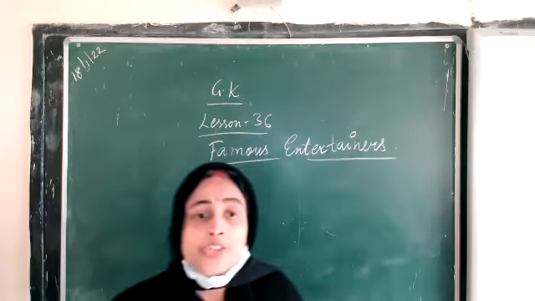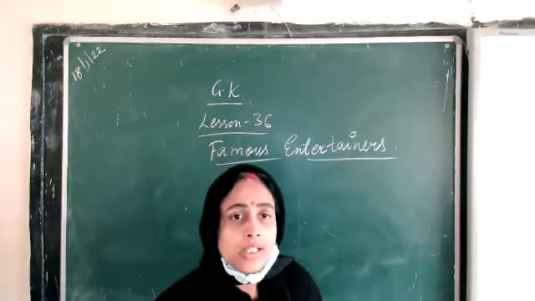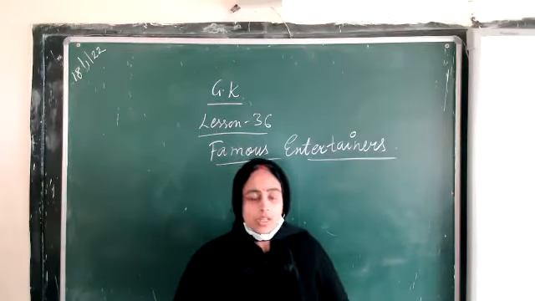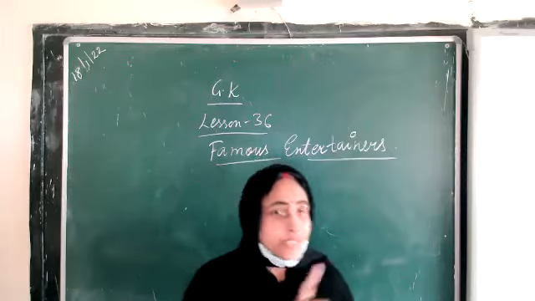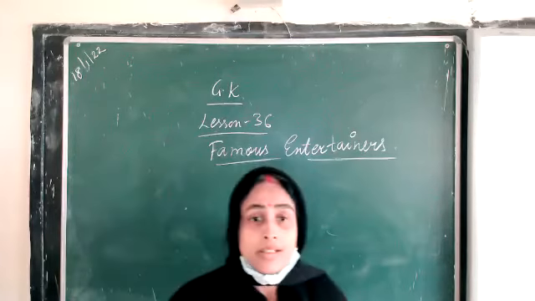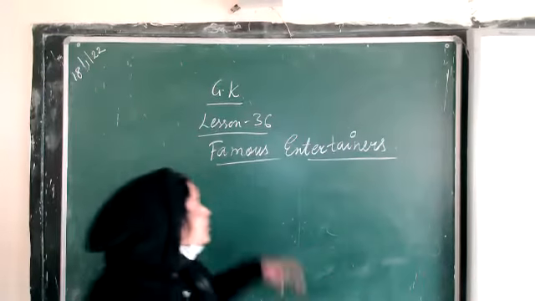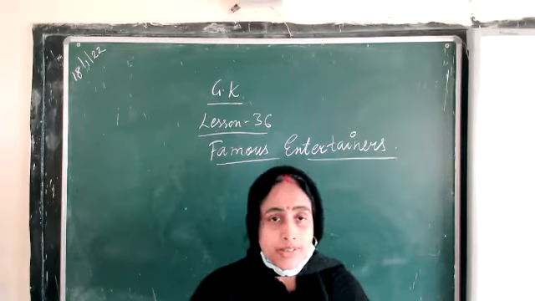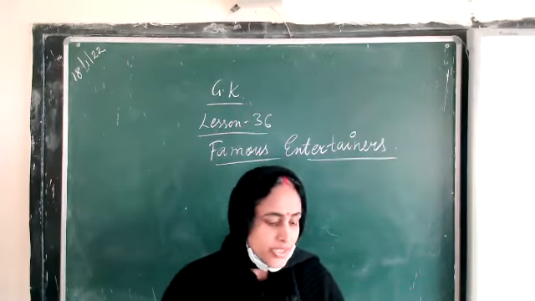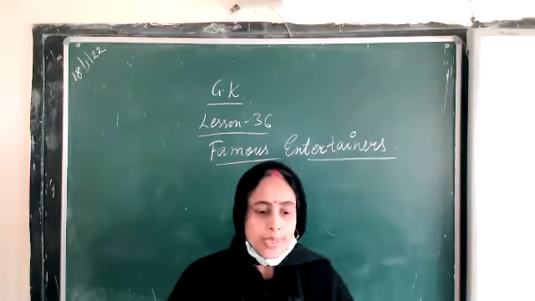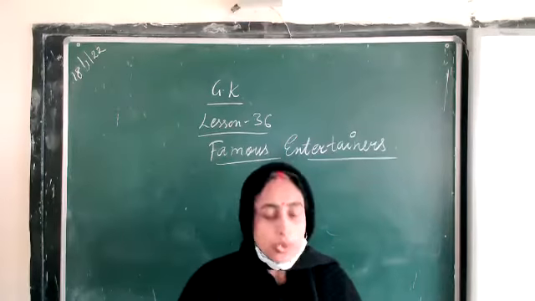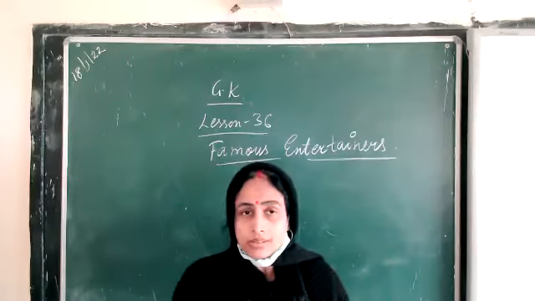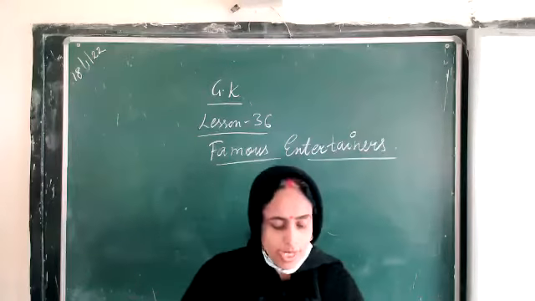And now this is the GK period. All of you are having the GK book with you. Good. So today we will learn lesson number 36, and the name of the chapter is Famous Entertainers. You can see the pictures are given here, and you have to identify the name of each famous entertainer.